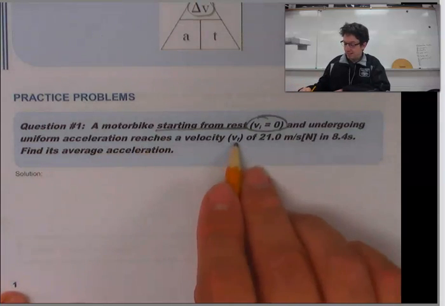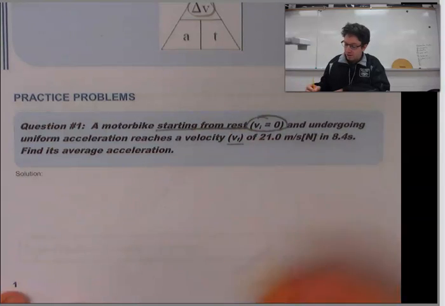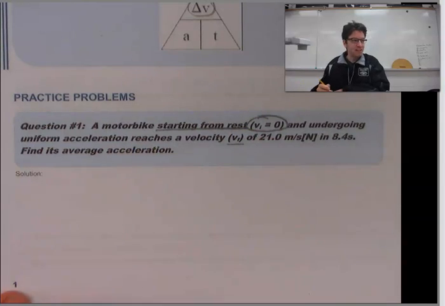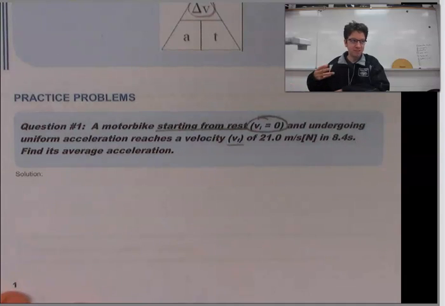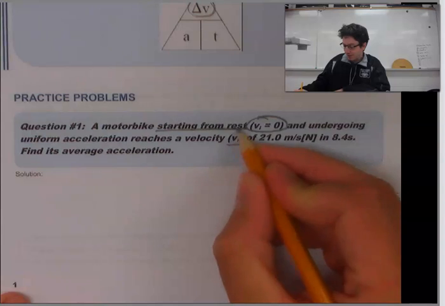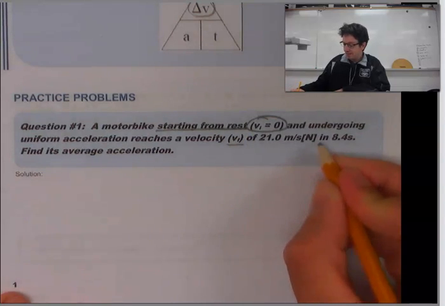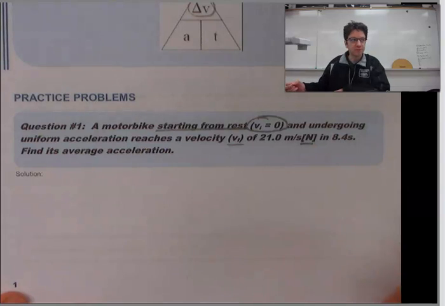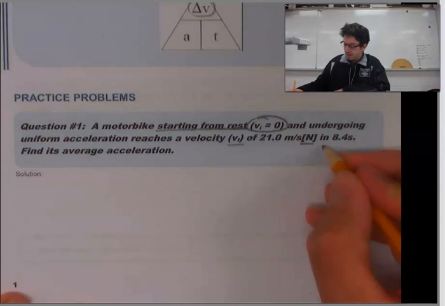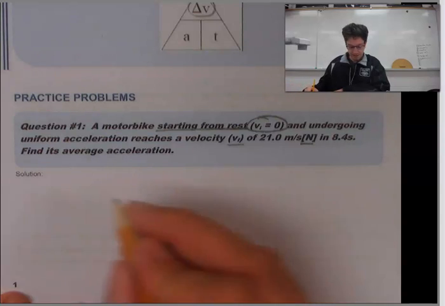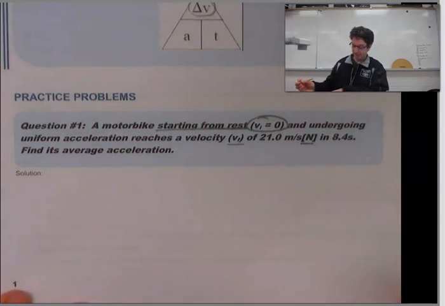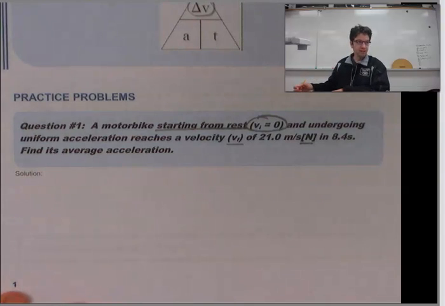In this class, we're not going to talk about a changing acceleration. Reaches a velocity. Again, when I say reaches a velocity or comes to a velocity or finishes at a velocity, it's talking about final velocity. I'm not going to always write that. Of 21.0 meters per second north. Of course, we still have directional properties because these are all vectors. In 8.4 seconds. Find its average acceleration.